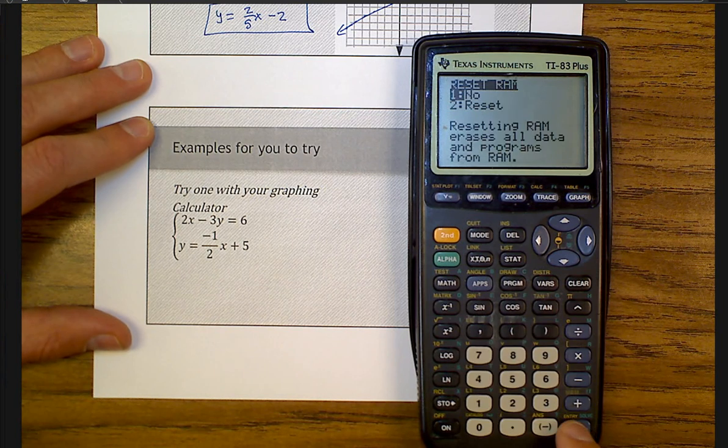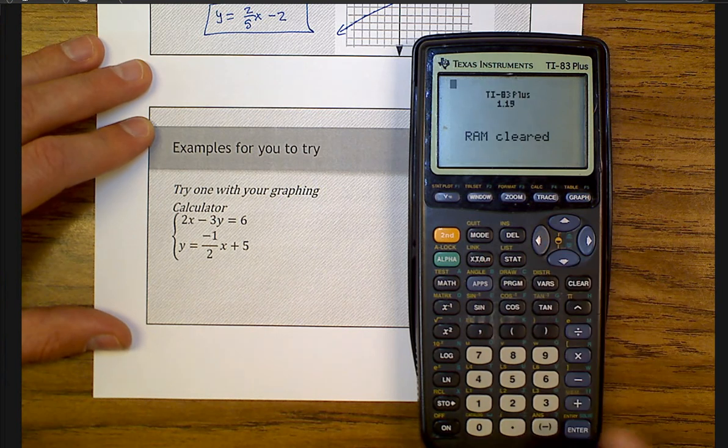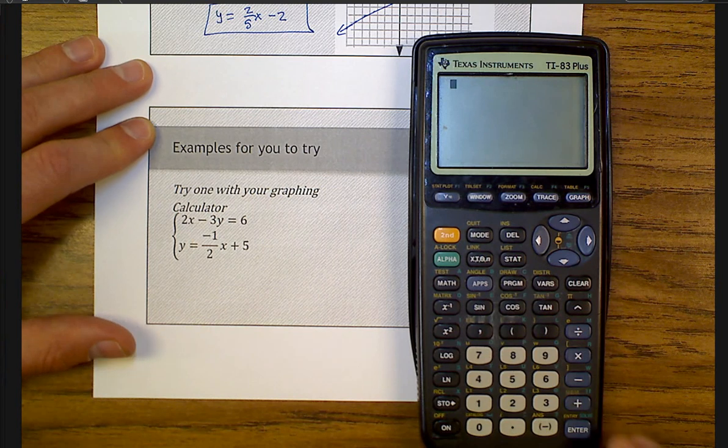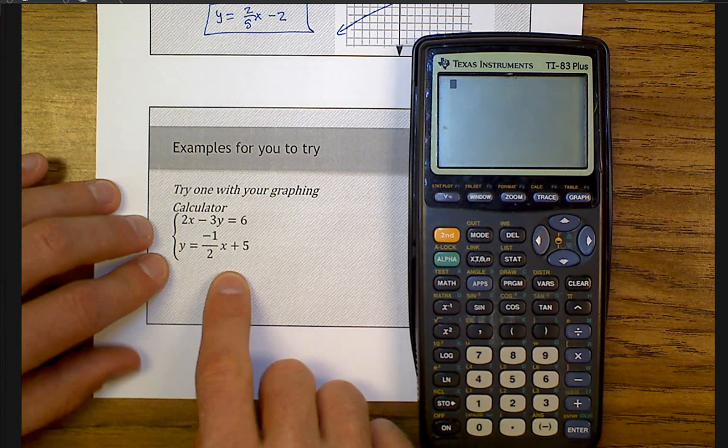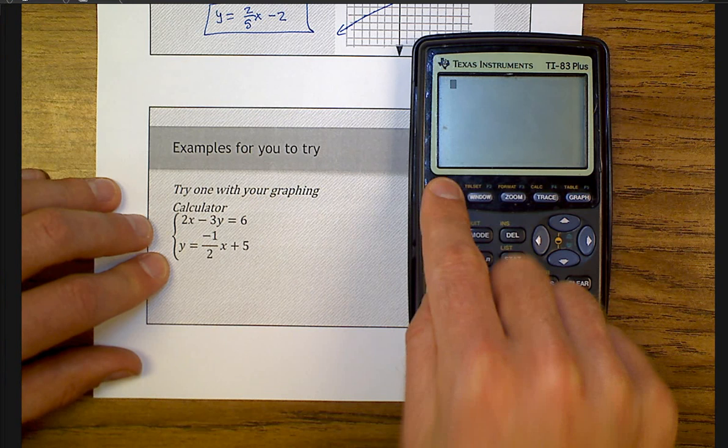And it's going to say yes or no. And go down to reset. Hit enter. And it'll say, oh, your RAM's cleared. So that just clears your memory. Perfect.